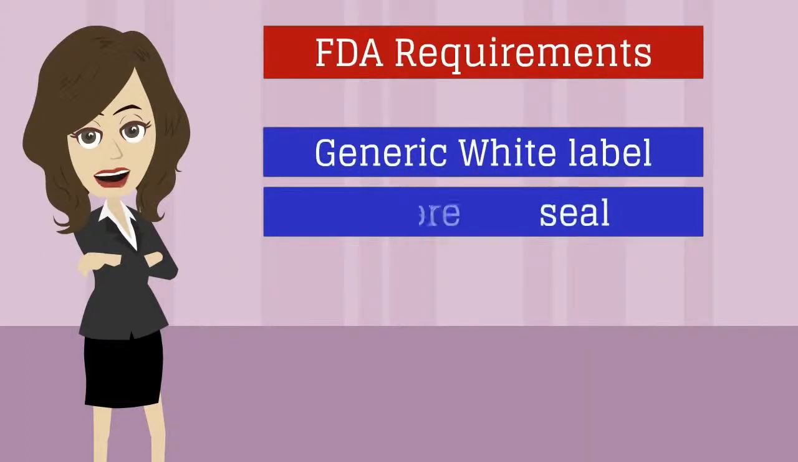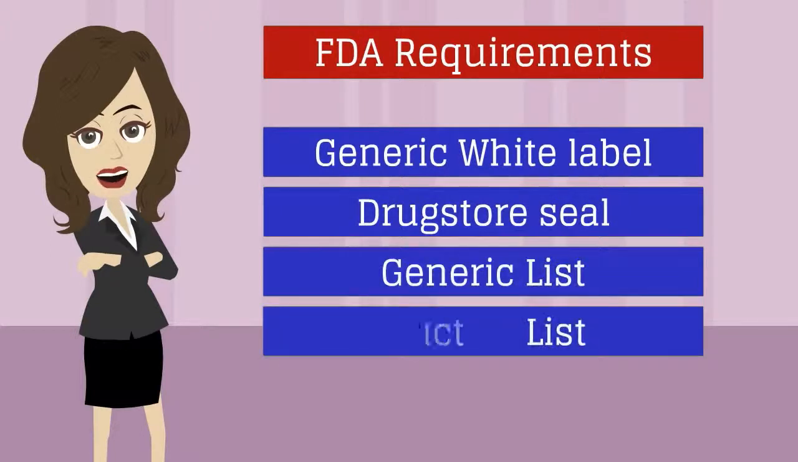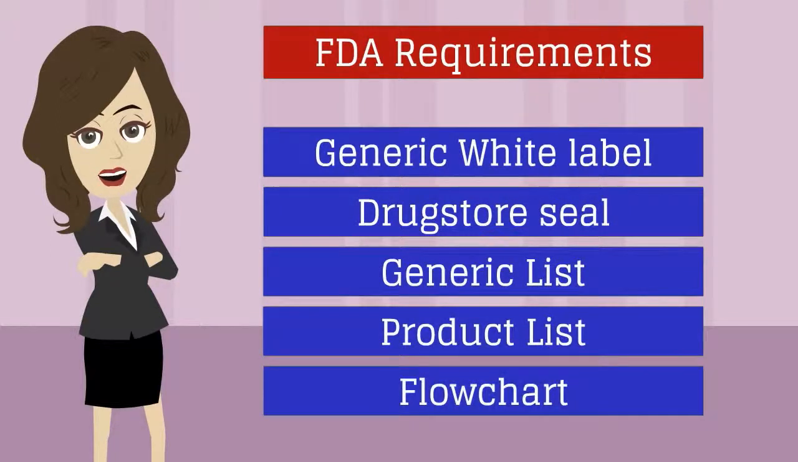Third is the compliance to the Generics Act of 1988, or RA 6675. FDA inspects the generic white label, drugstore seal, generic list, product list, and flowchart.